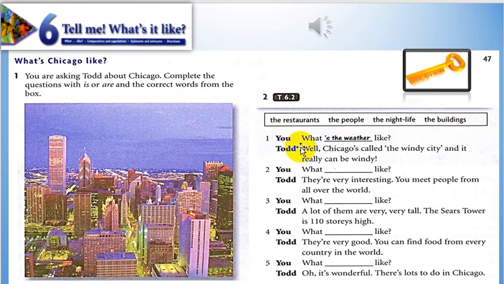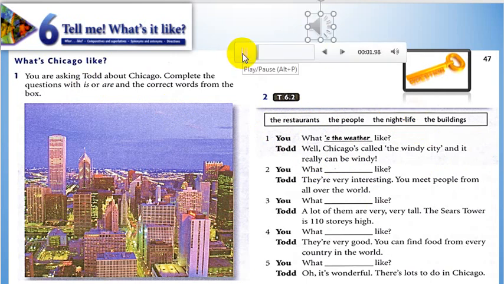So, the first question is an example. You, what is the weather? Because weather is singular. Sorry. What is the weather like? كيف هو الطقس? Well, Chicago is called the Windy City, and it really can be windy. So the question is to use is or are حسب الفاعل، وواحدة من الجمل الموجودة في البوكس. Now, let's hear the solution.